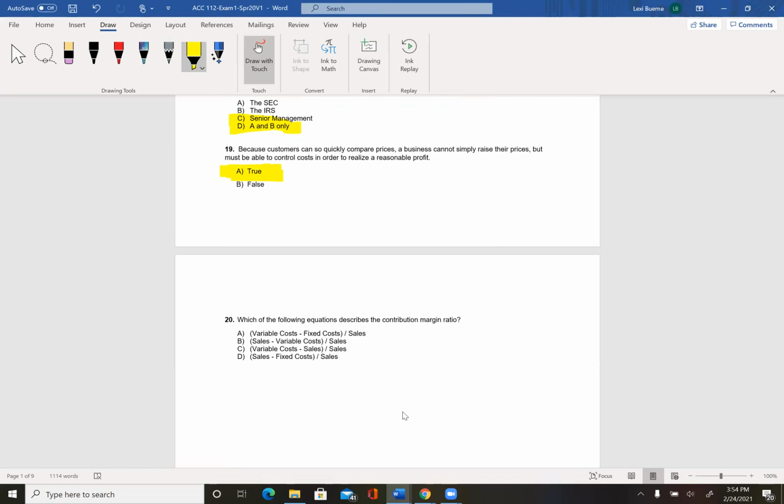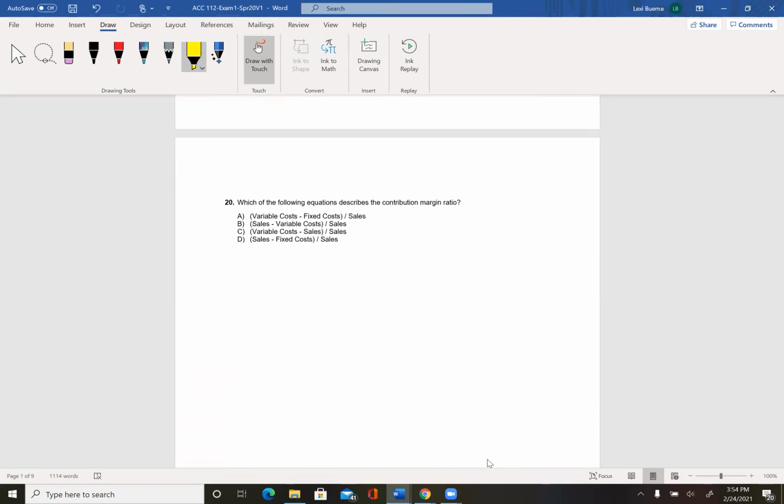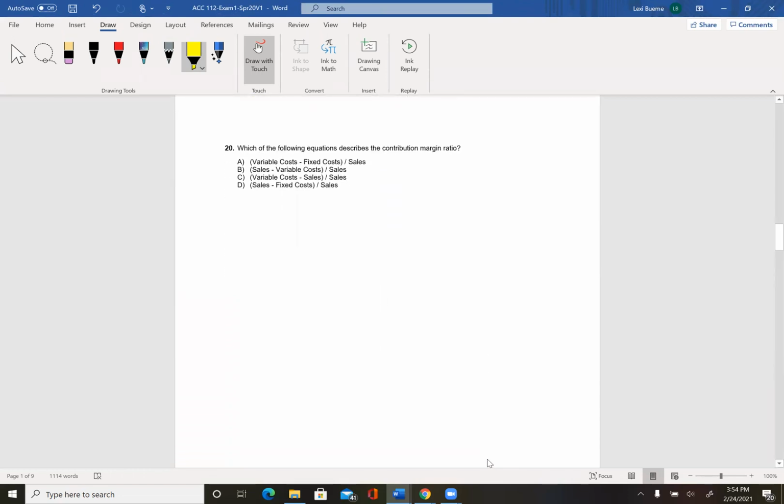Which of the following equations describes the contribution margin ratio? That's just a formula. That ratio is sales minus variable costs divided by sales. So it's going to be B.